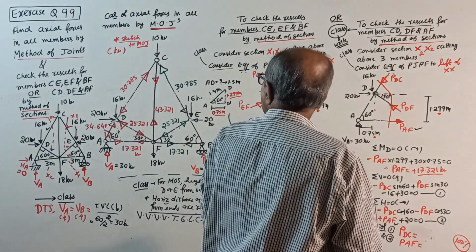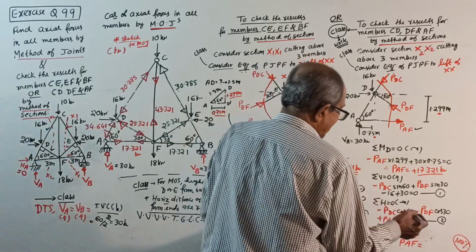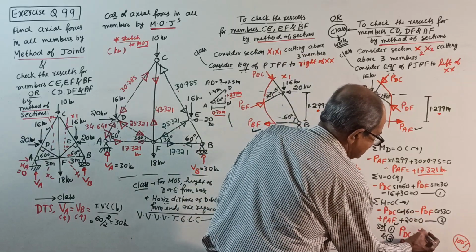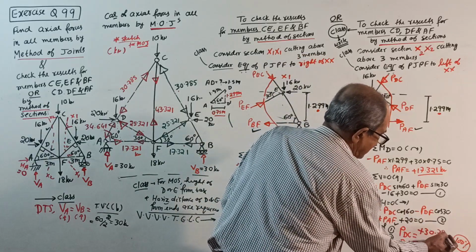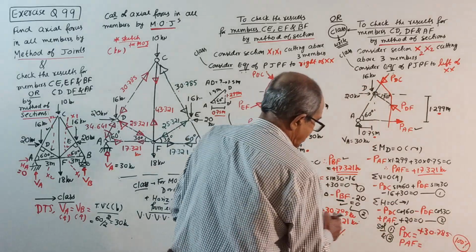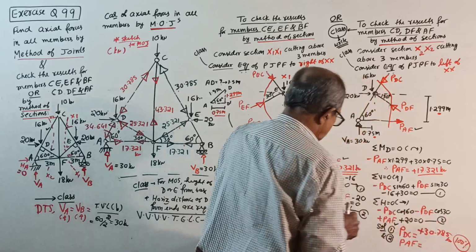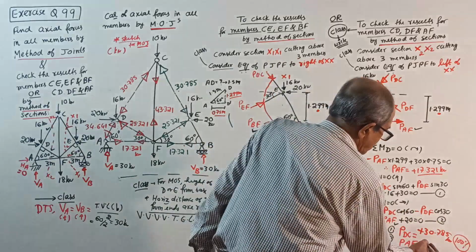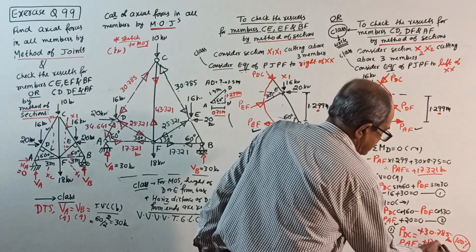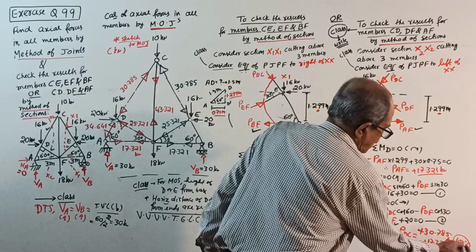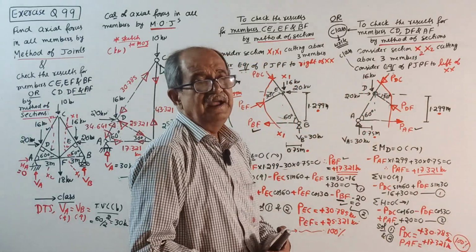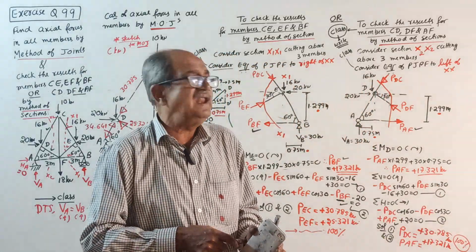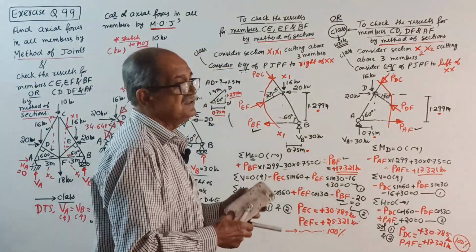PDC. Where is PDC? 30.785 plus actually whatever number you got here, kilonewton. Other one, PAF, 17.321 kilonewton. Over. Right, the result is 100% tally. Over. See the answer? Same answer.